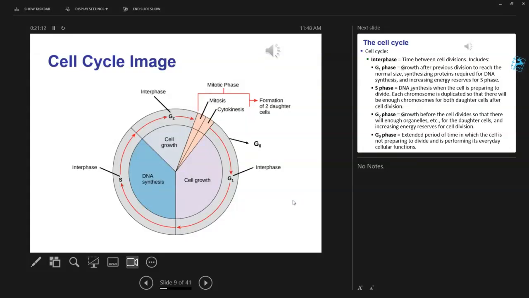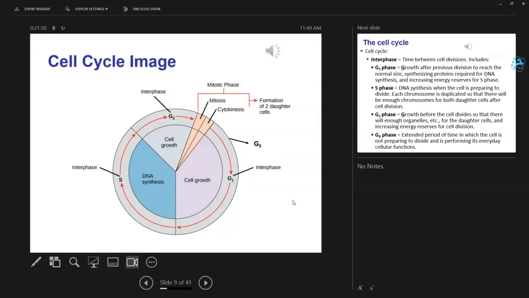Then it'll go into the M phase, where the cell divides, and it says mitosis and cytokinesis. We'll look at those processes in a little more detail later. But mitosis actually means a division of the nucleus, the chromosomes separating. And cytokinesis means division of the rest of the cell, everything else, the cytoplasm and the plasma membrane. But that would be the end of the life of the cell as it divides.